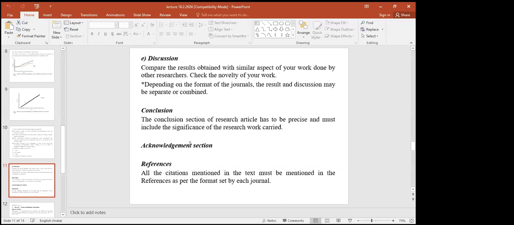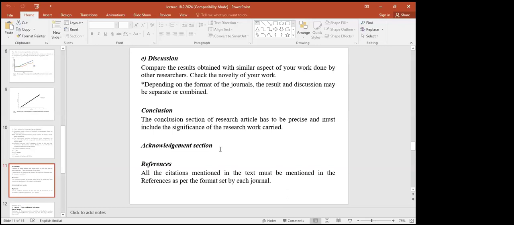Okay, so it is not the discussion. So many people combine them, or they take the conclusion as the discussion. Okay, so that is not the thing. Conclusion is the ultimate output, and what is the significance of your work and its application. Okay, how will it be applicable?